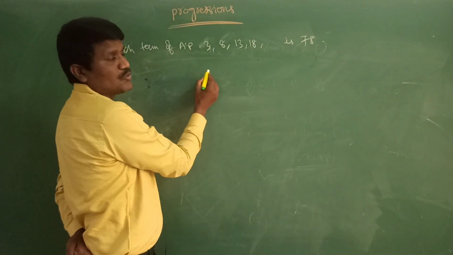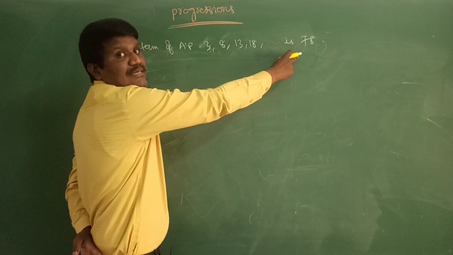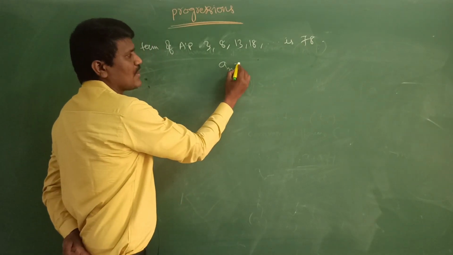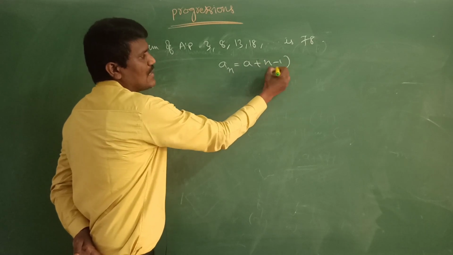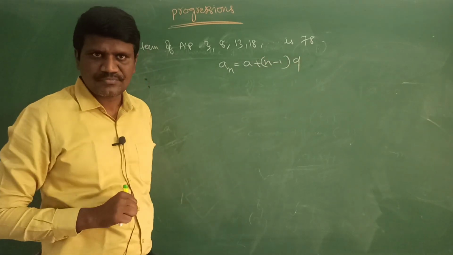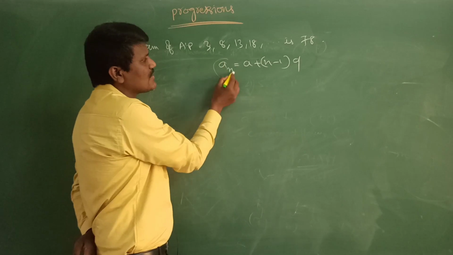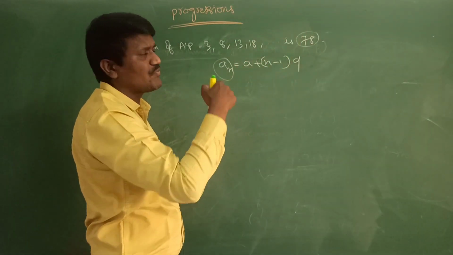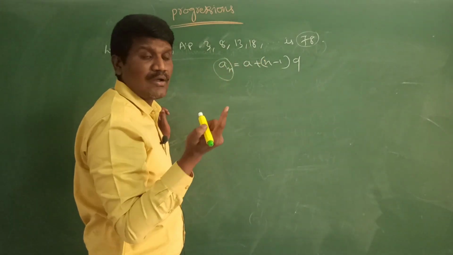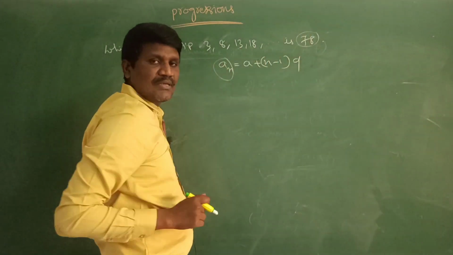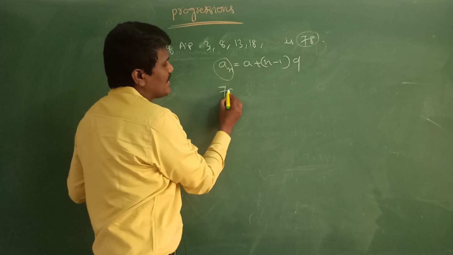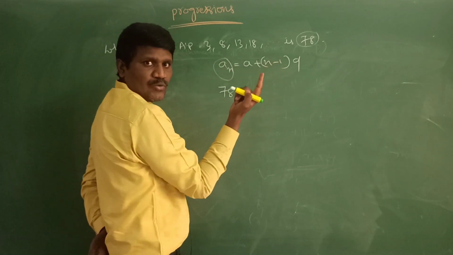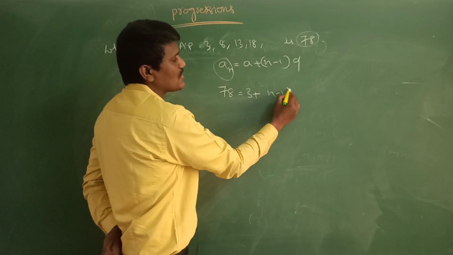Let's see now. Whenever a problem is given like that, we need to find out the n value. So for the n value, the formula we need to use is an = a + (n - 1) d. Okay students, so an is nothing but the nth term. We don't know which term that is, whether 5th term, 10th term or 20th term, but this is some nth term, right students. So 78 is the nth term an, a is 3, plus (n - 1), we don't know how many terms there are, into d.